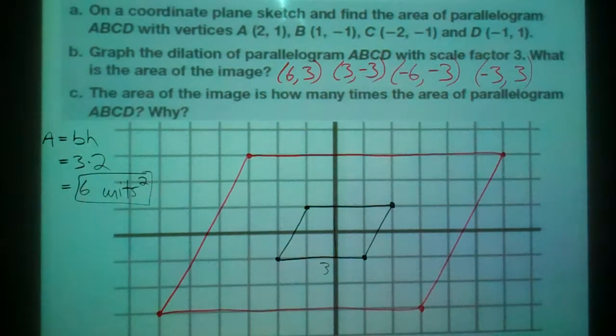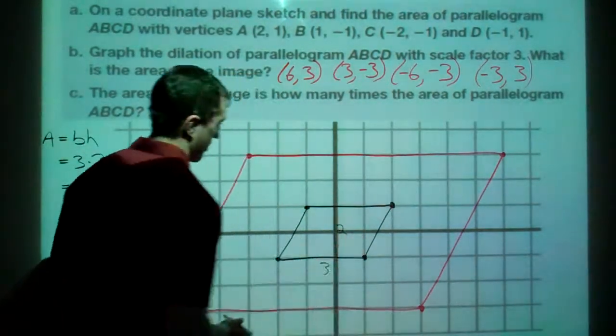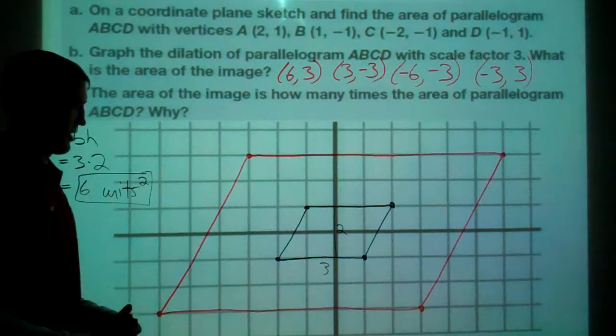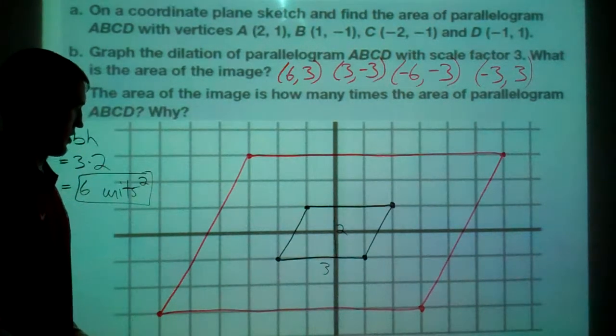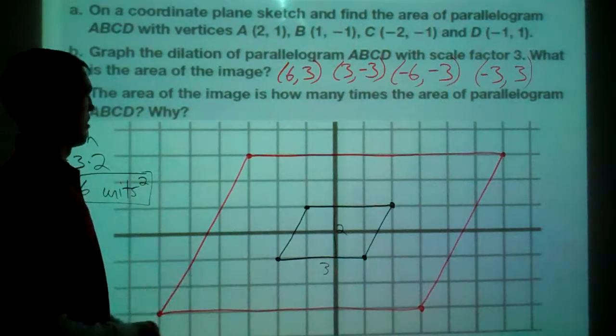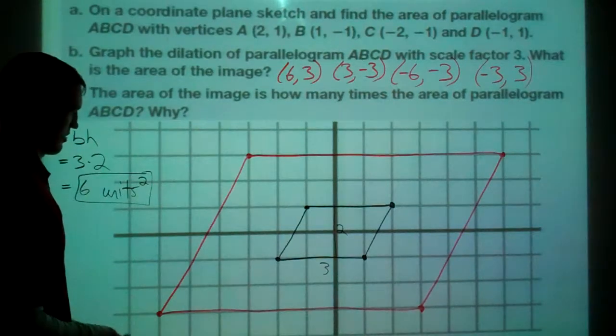Alright, so we should see that we have a very similar, this was a 2. Okay. We have a similar shape. These are in fact similar. That means the angles are all the same and the sides are proportional. Okay? So we should see that once we count out and figure out the area of this one with our base and our height.